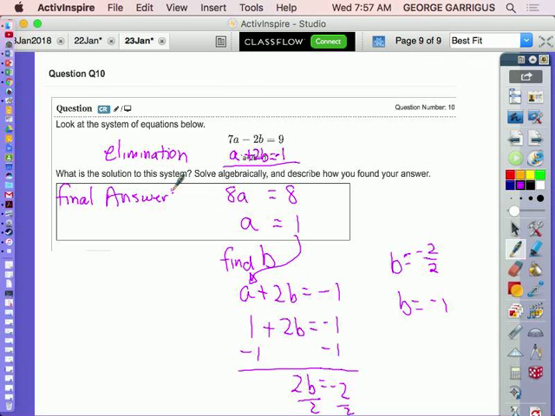Now, it's not an XY, it's an AB. We're going to put the first letter in the alphabet first. So we're going to put the A coordinate first. A is 1, B is negative 1. So we're going to write it as A, comma, B. And then you're supposed to explain how you found your answer. And if you wrote that you found your answer through elimination, that's really good. You could have found your answer through substitution, or by guess and check.